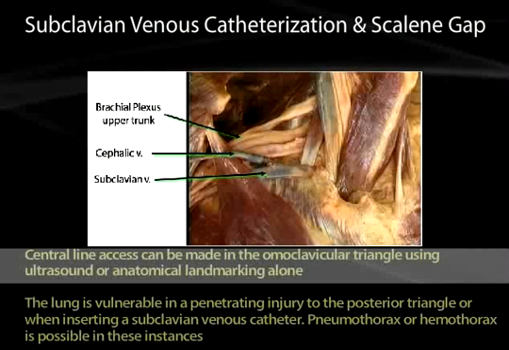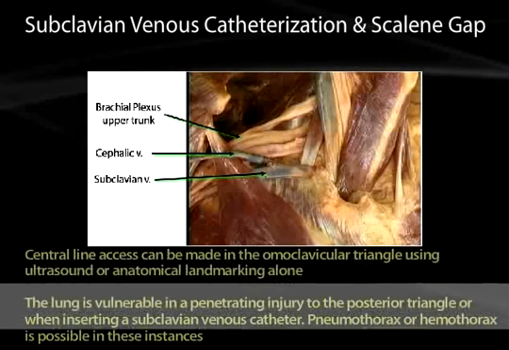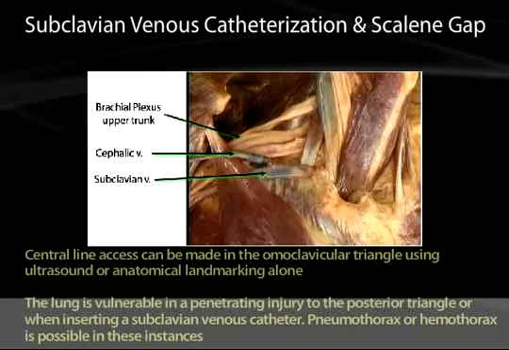This is a spot for central line access, which can be made in this omoclavicular triangle using ultrasound or plain anatomical knowledge alone. The lung is very vulnerable near this area because of the cupula that's going to be extending up from the first rib.